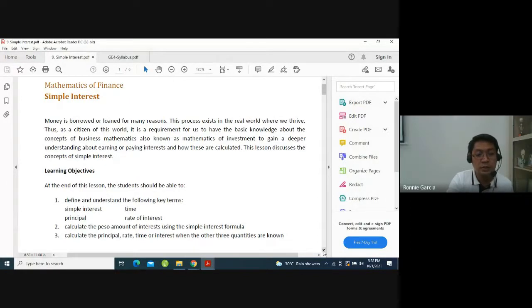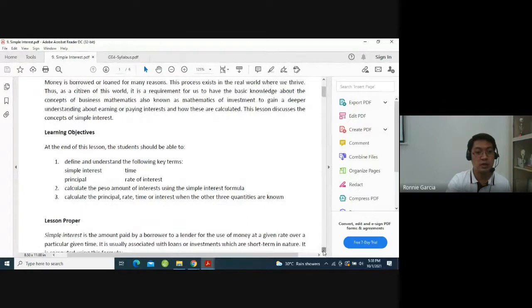We will calculate the principal, the rate, the time. Again, four elements: the principal, the rate, the time, and the simple interest. Of those four, there will be times that one is unknown. So when three are given, we should know how to solve it. For example, the principal is unknown, given the three, what will you do? The rate is unknown, what will you do? The time is unknown, what will be the formula? And if the interest is unknown, it would be very easy. So that is our objective now.